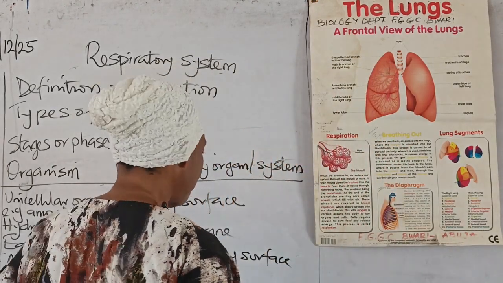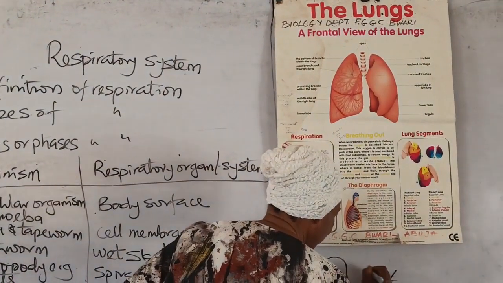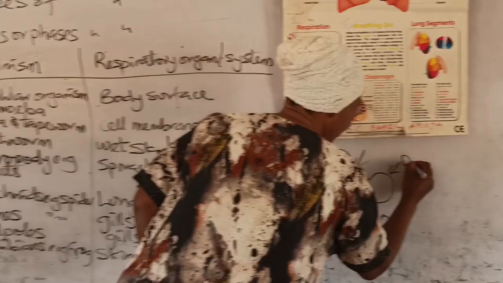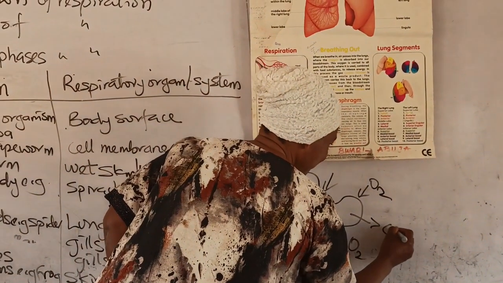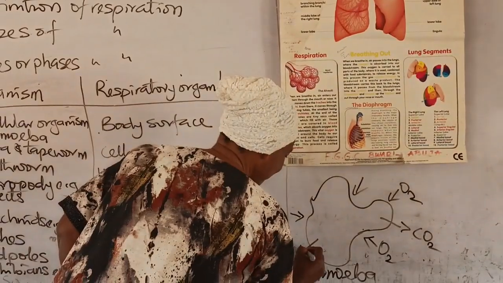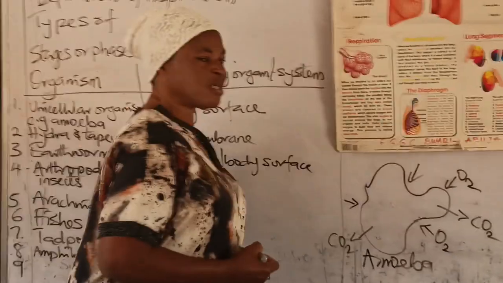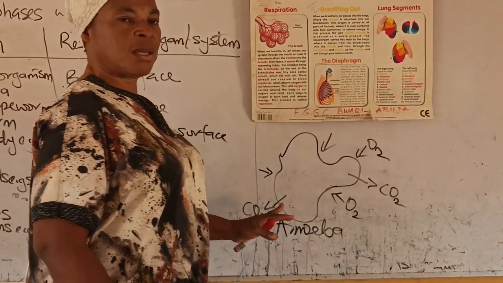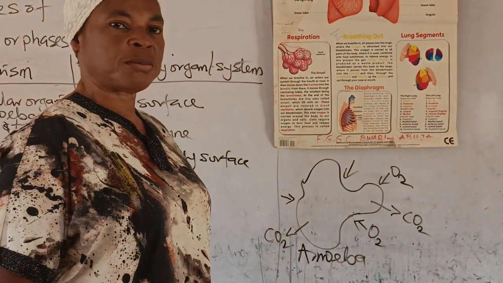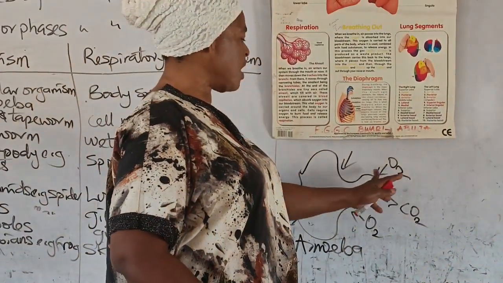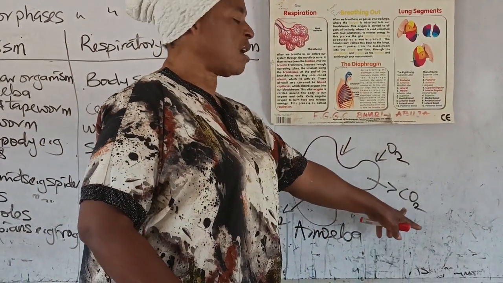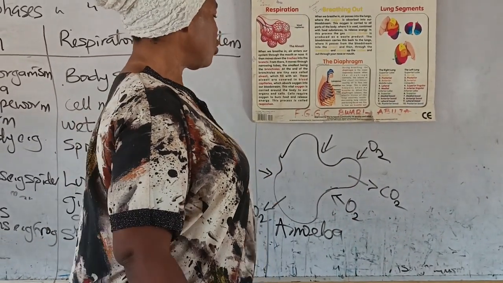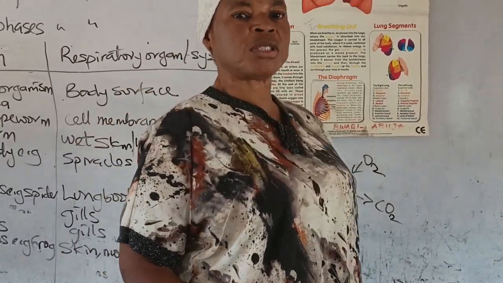I want to draw it. So this is the mechanism of respiration in amoeba. Amoeba uses its body surface because it is very, very small. So oxygen diffuses inside and carbon dioxide diffuses outside. This arrow is showing how oxygen diffuses inside.